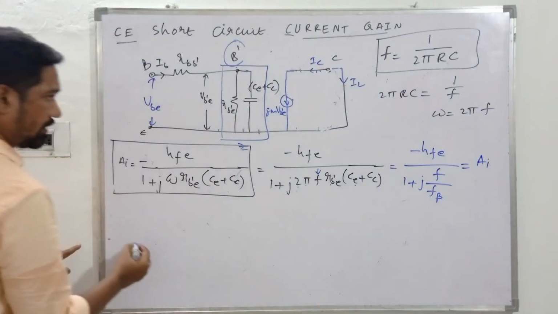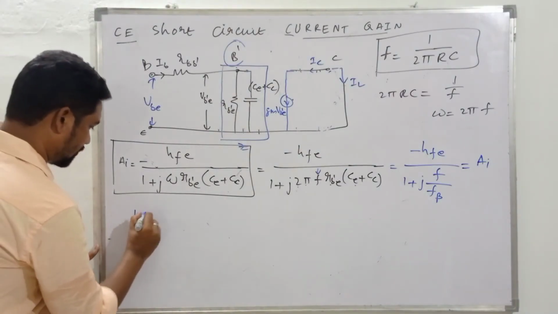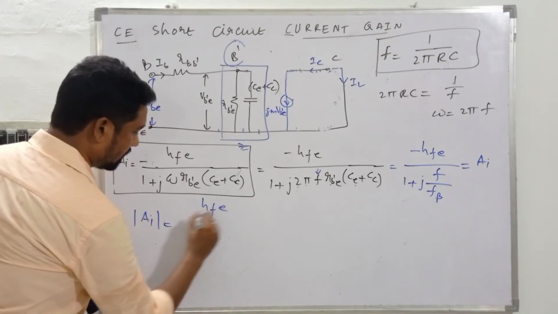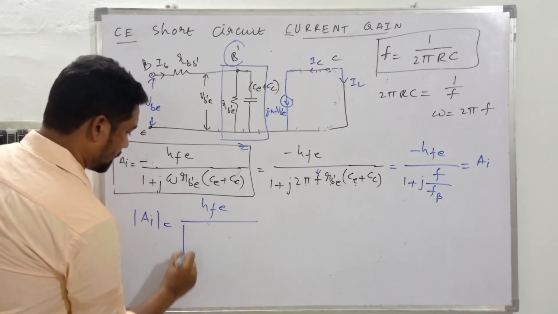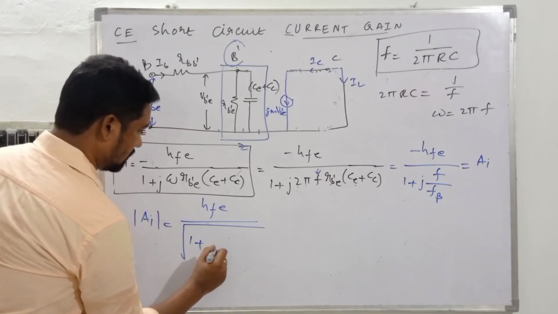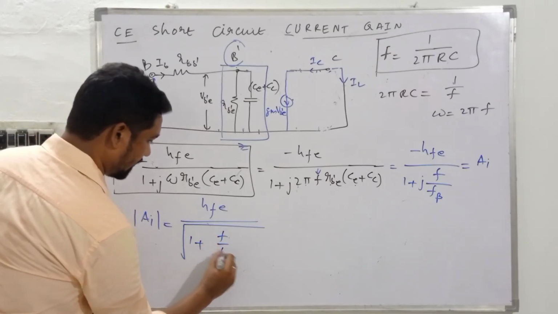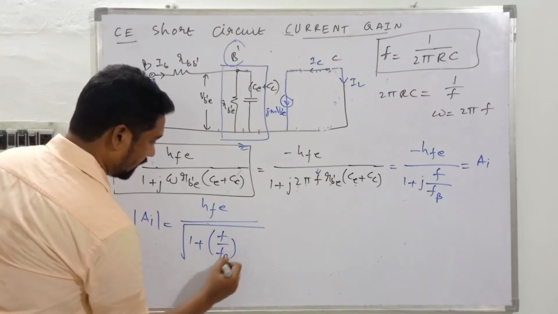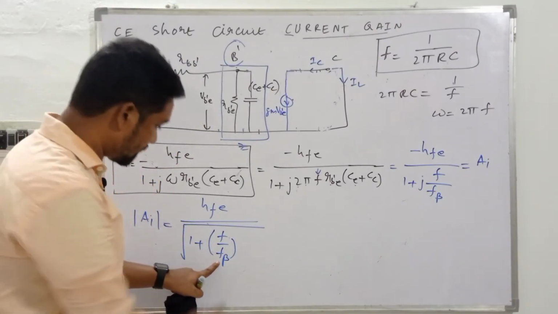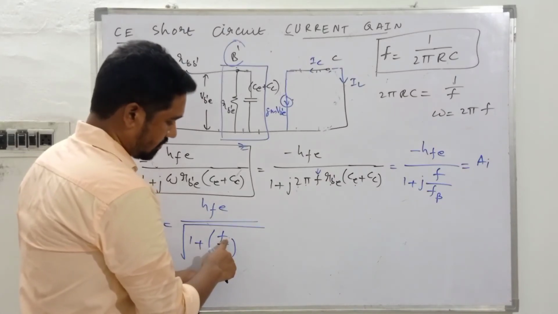And the magnitude of AI will be HFE by under root 1 plus f by f beta. We need to have a definition for this f beta, right? This is the working frequency.